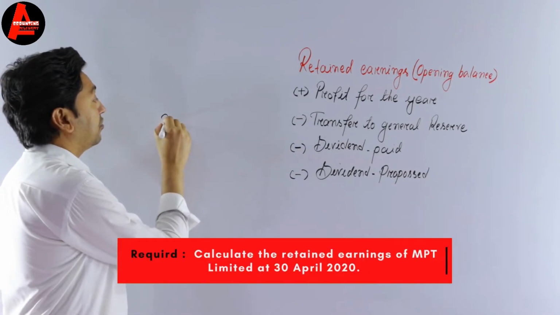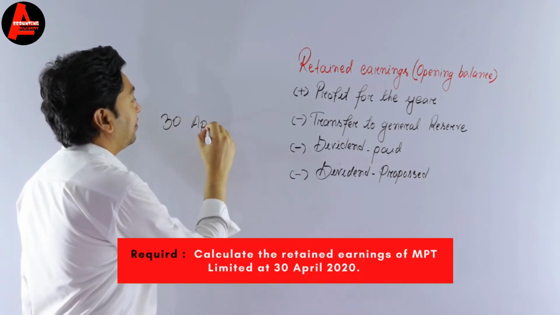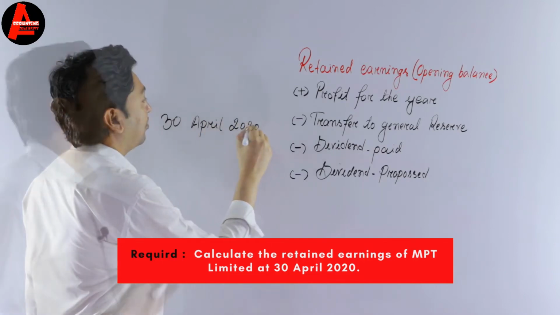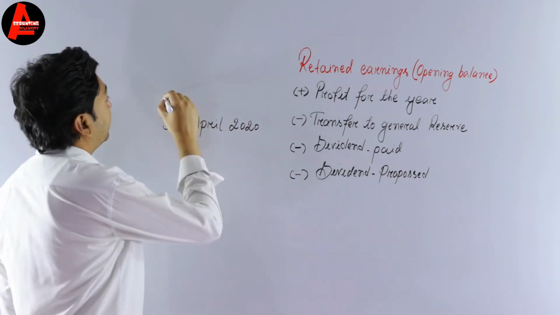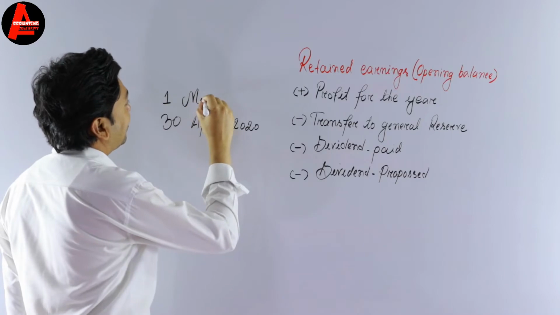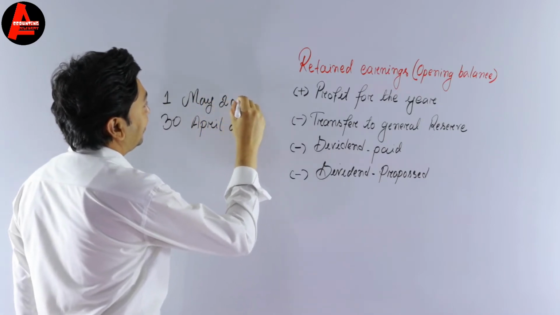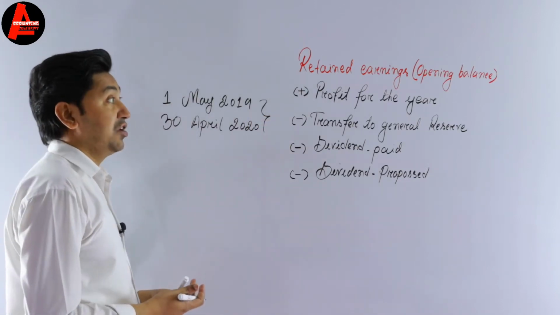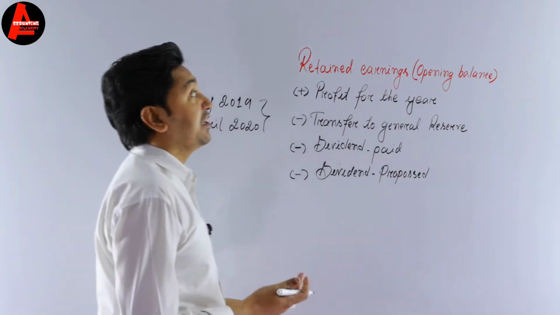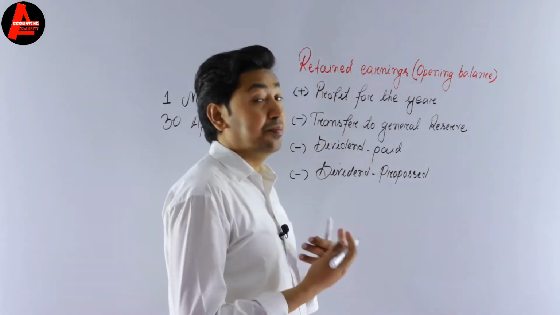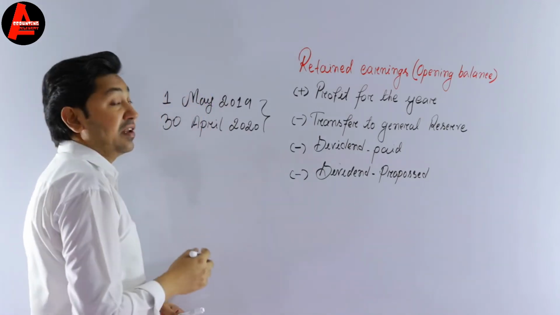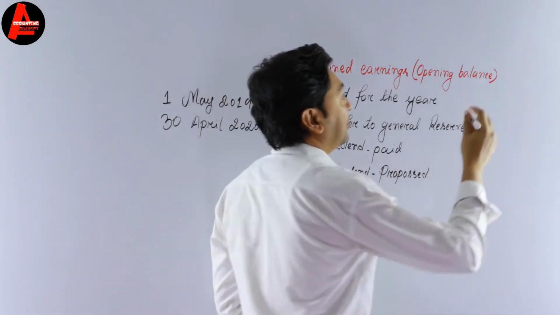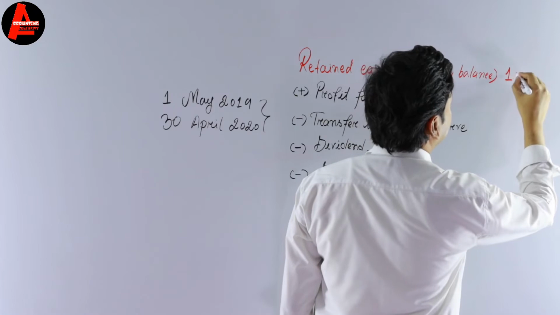Okay, so here it is 2020. So the start of the business is 1st May 2019. So this is the accounting period for this business. So here in this question, retained earnings opening balance means 1st May 2019 is given, which is $14,000. So let us write here $14,000.